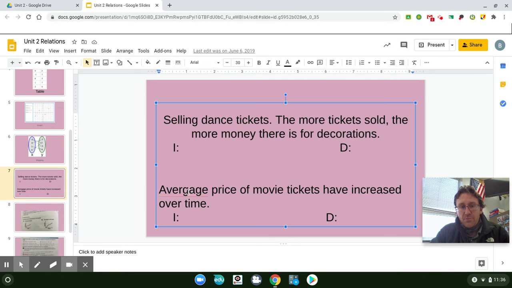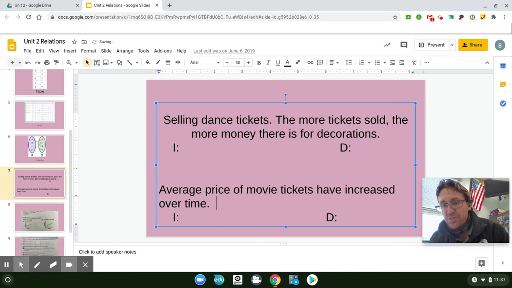Looks like average is spelled wrong here. All right, average price of movie tickets have increased over time. So what's the independent and what's the dependent variable? Well, time, I'll tell you, is almost always the independent variable because you can't change time. Okay, so the price of the tickets depend on what time we're in. Tickets were a lot cheaper when I was a kid. So the dependent would be the price of tickets, and the independent would be time.